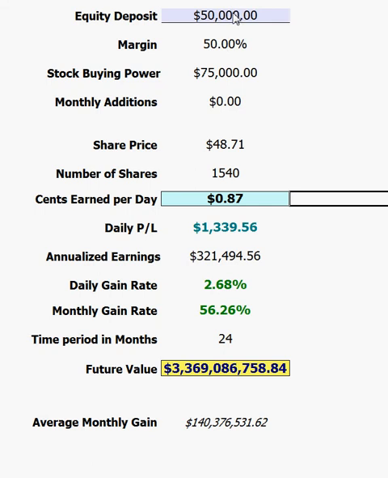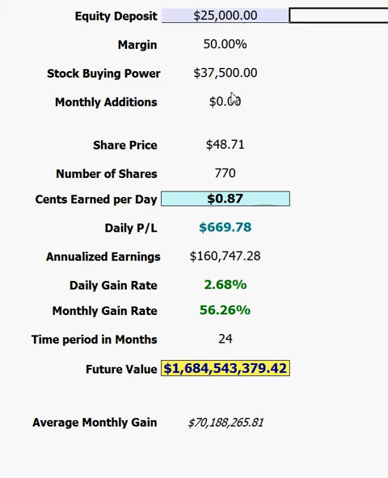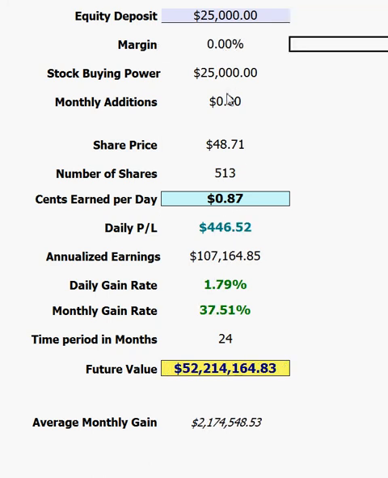If you have a smaller amount, let's say you have $25,000, and that goes into the spreadsheet, you'll see that you would have made $669. If you don't have any margin, just put a 0 in there, and your buying power, of course, would have been whatever your account value is, $25,000, let's say. You would have made $446. Well, even if that's all you do, you're still making 6 figures a year, and most people can't say that.